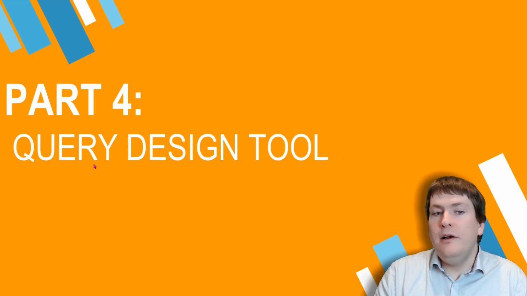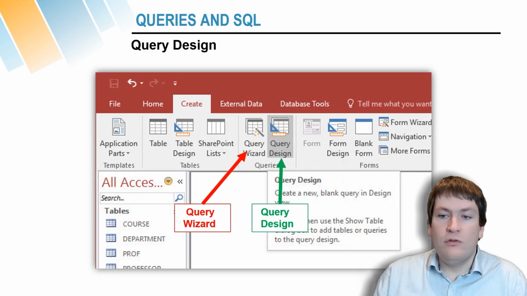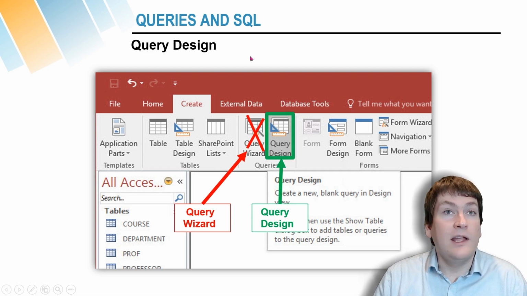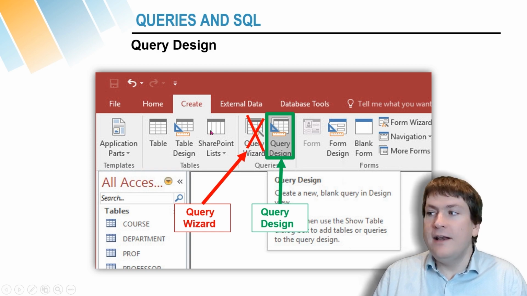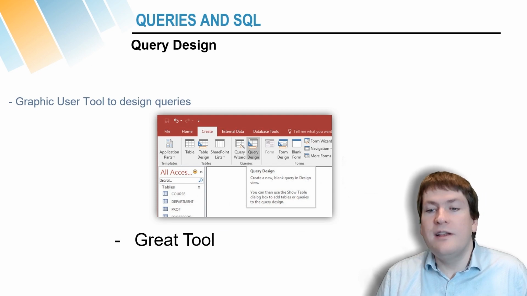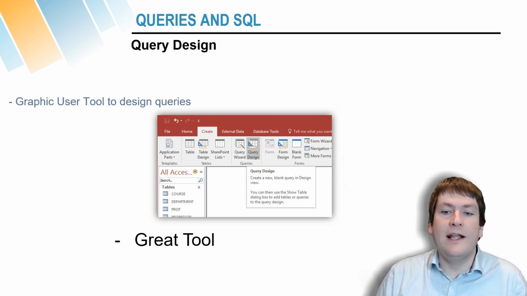So that was a short part, and we're now on part 4, where we're going to start talking about the query design tool. And remember, we've been clicking query design all this time to get us into the query design tool to write queries. But like I said before, it is right next to the query wizard. So we want to make sure that we're using the query design tool and not the query wizard. So like I said before, the query design tool is a great tool. It makes it really easy to design these queries without writing SQL.